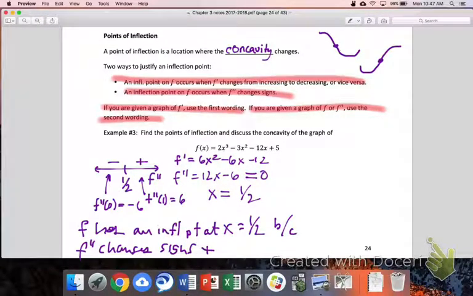Oh, sorry, I wrote in the bad spot there.